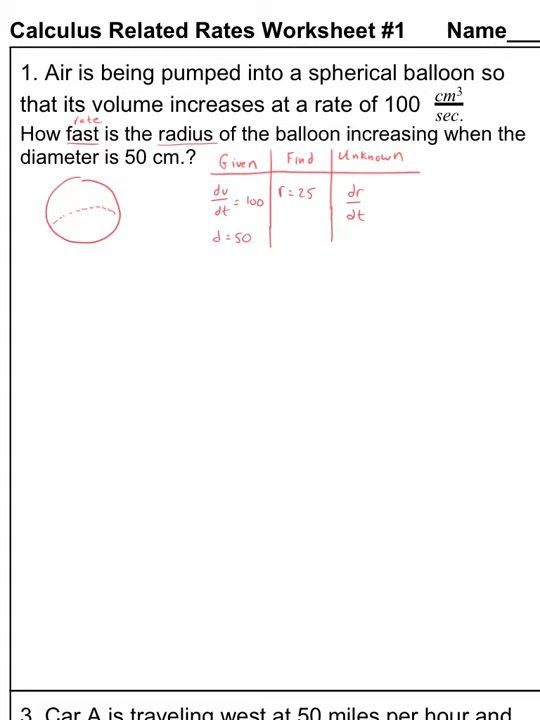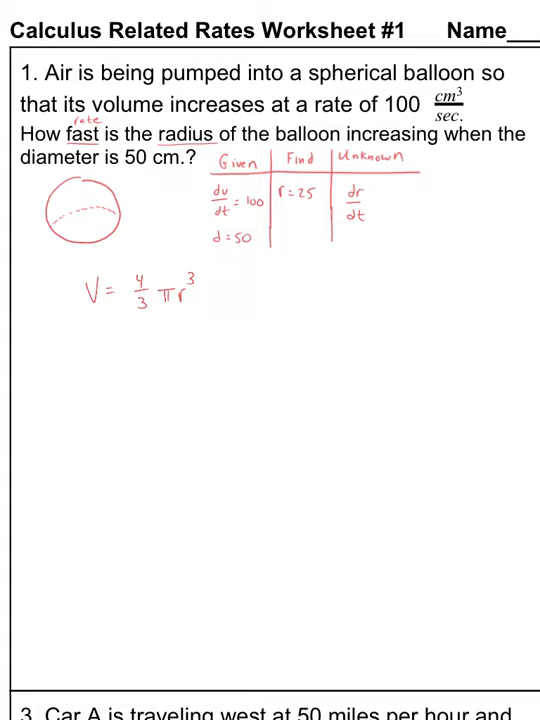How fast is the radius of the balloon increasing when the diameter is 50? So our diameter is 50, that allows us to find the radius is 25. So there is our given, our find, and our unknown. For the third step, our equation, we use the volume of a sphere, 4/3 pi r cubed.